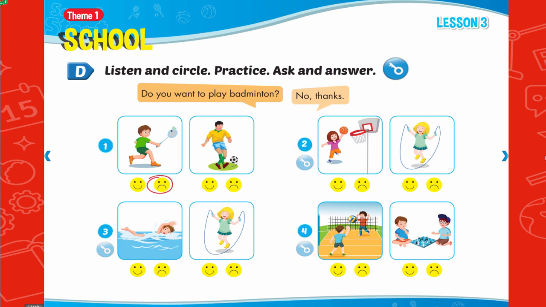2. Do you want to play basketball? Yes, sure. Great idea. Three. Do you want to jump rope? No thanks. 4. Do you want to play volleyball? Yes, sure. Sounds fun.